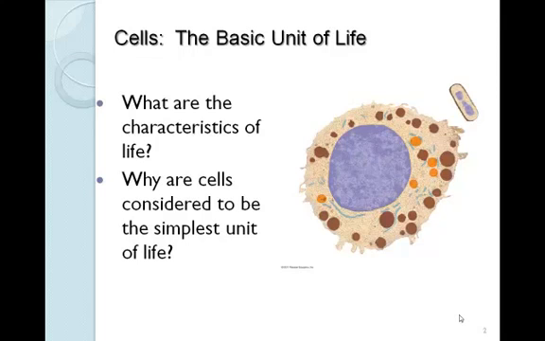So what are the characteristics of life, and why are cells considered to be the simplest unit of life? As we discussed at the very beginning of this course, the characteristics of life include reproduction, response to the environment, growth and development, energy processing, regulation, evolutionary adaptation, and order. All of these are evident in cells, which are the smallest living unit that has all of the characteristics of life. In fact, there are more single-celled organisms on this planet than anything else, and they are certainly very alive.